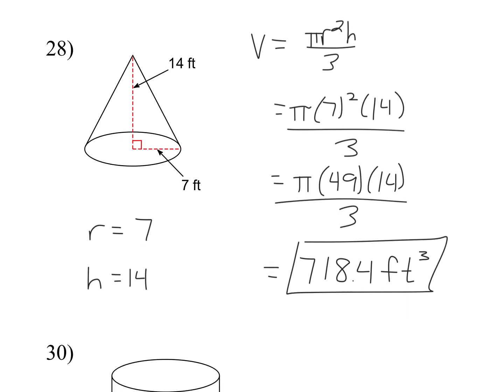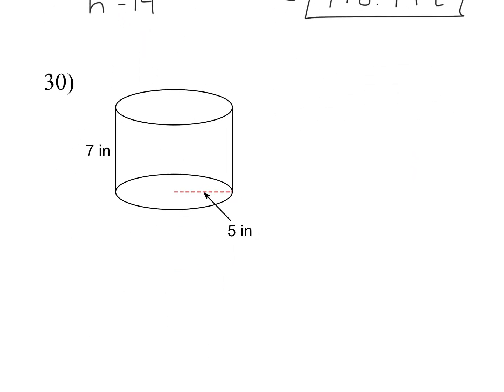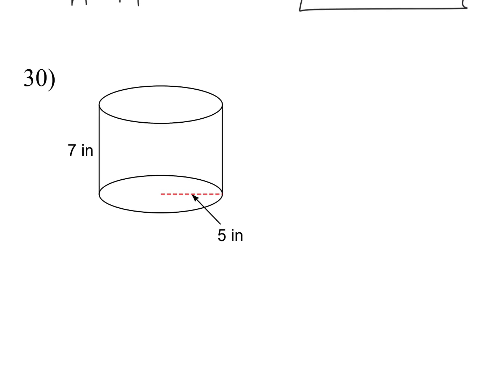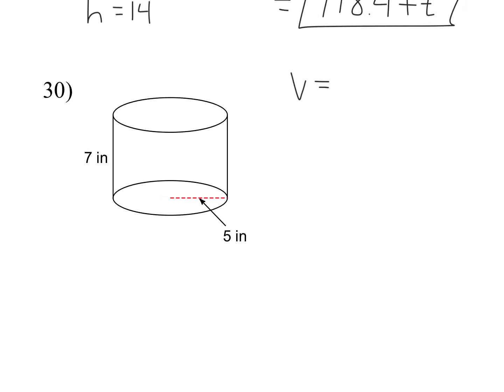Okay. Let's look at number 30. What shape is it? Cylinder. Yep. So make sure you match it with the correct formula. So we have pi r squared h. Again, the only thing we need to know is the radius and the height. What's the radius? 5. Okay. Why is the radius not 7?